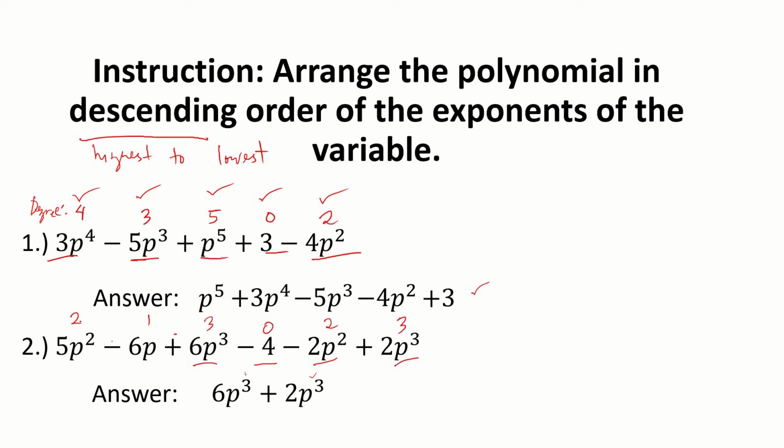So next would be 5p squared minus 2p squared. Again, they can be in any order, the two of them, because they have the same degree, 2. Then finally, minus 6p because it has a degree of 1. And then minus 4 because the degree is 0. So there you go. It's already arranged in descending order.